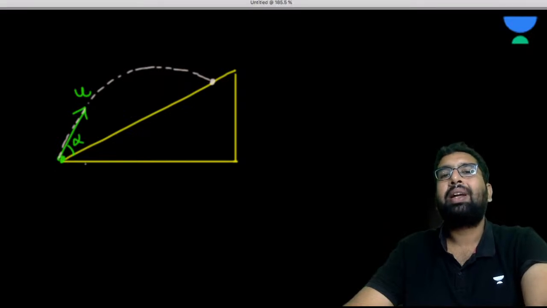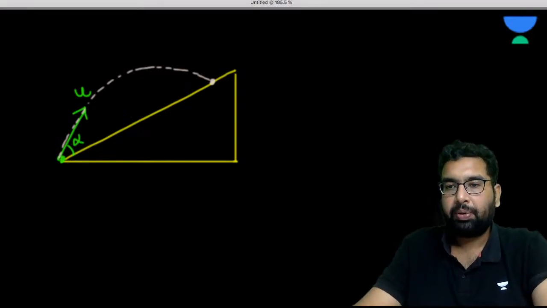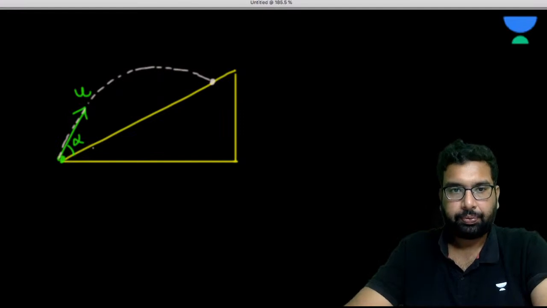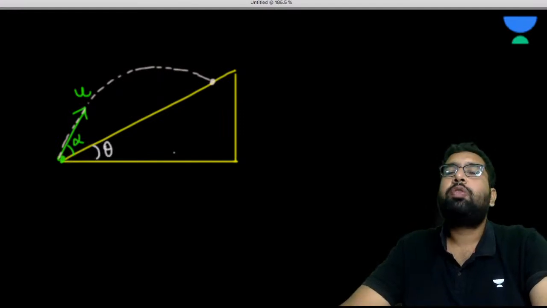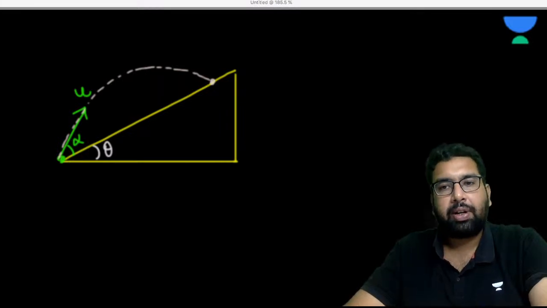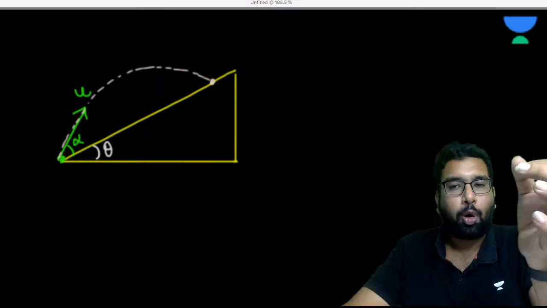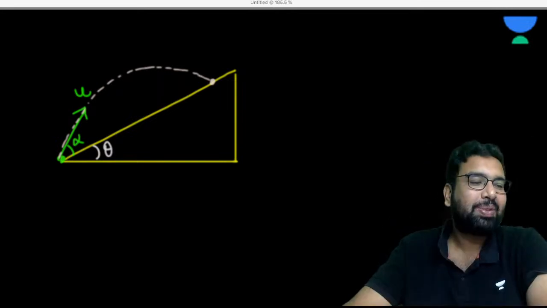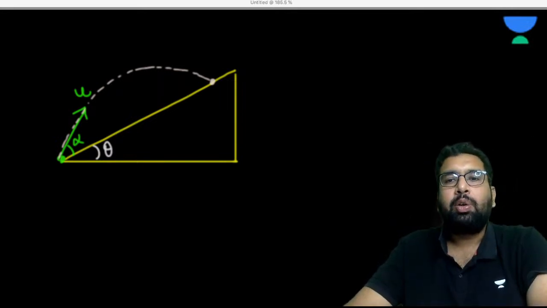Now see, when we were dealing with the resolution of vectors, I told you a case of inclined plane. That is why I always say that vectors are very, very important. They are applied in most of the concepts of physics. Now here you see there is an inclined surface.